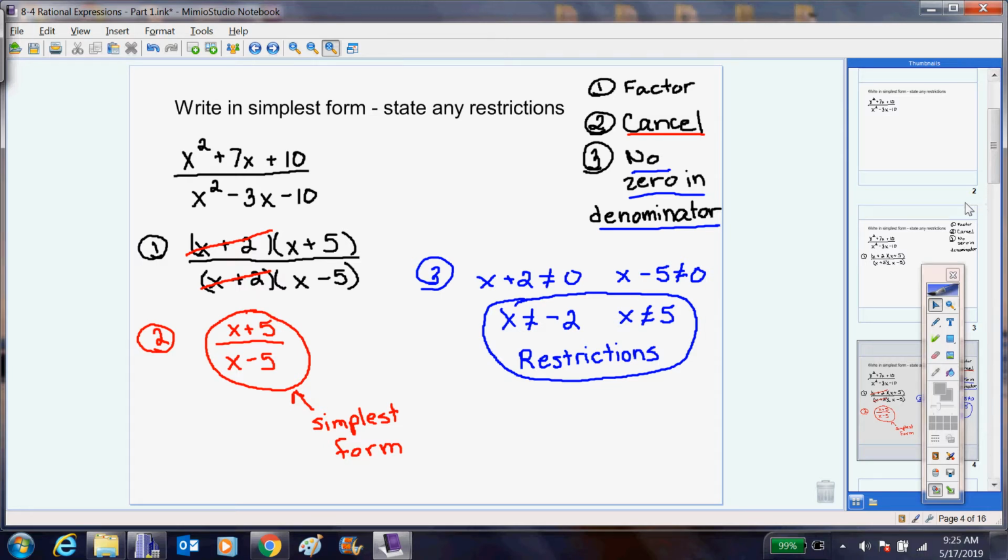So yeah. We already canceled out the x plus 2 now. Why is that in part one?